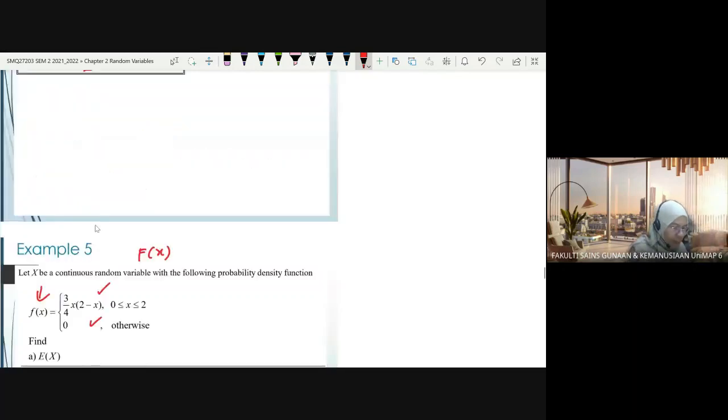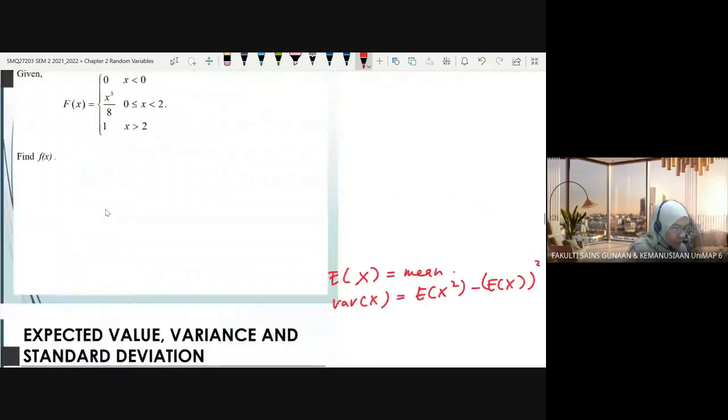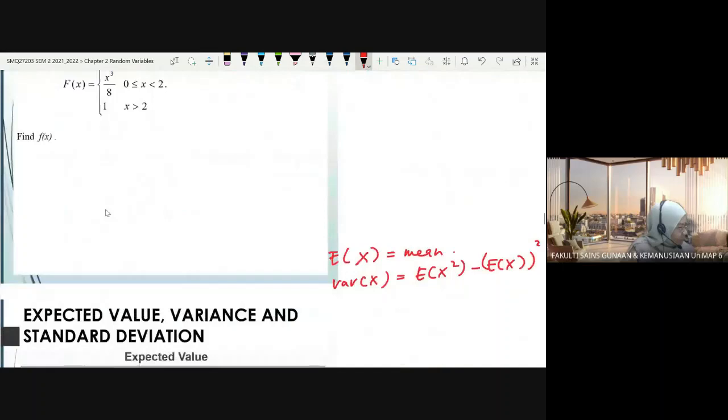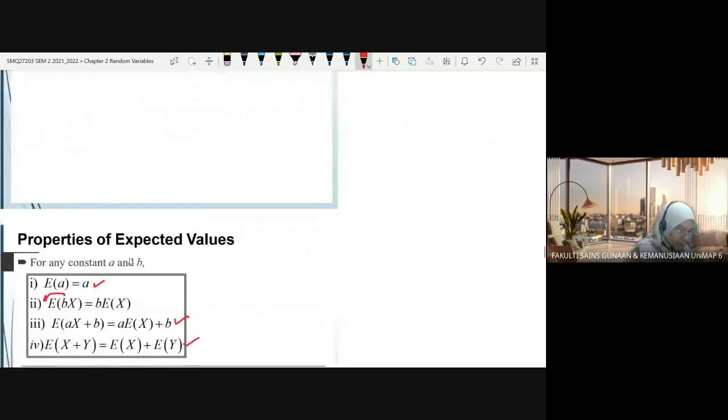Am I missing the first example? Example 4. Okay. Now, example 5. Okay.